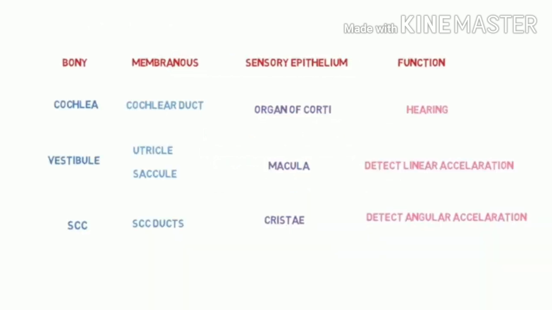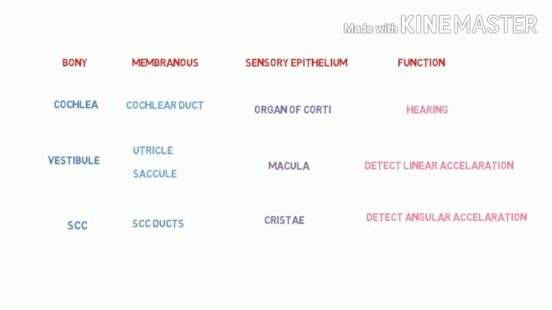If we have irritation in the superior semicircular canal, then we have torsional nystagmus. So this is all about the internal ear. If we summarize it, we have a bony structure, and inside the bony structure there is a membranous structure, and inside the membranous structure there is sensory epithelium and their functions.